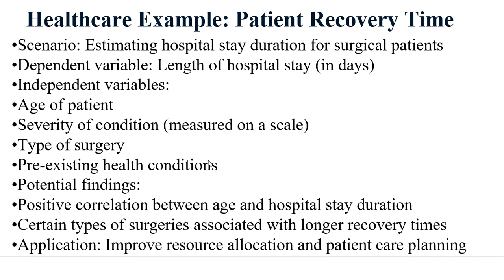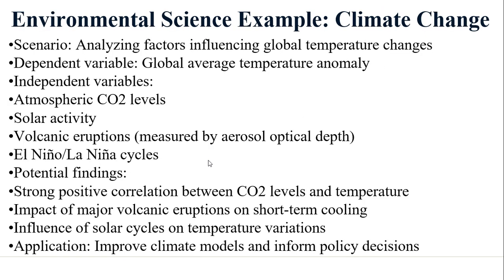So what is the application? It's trying to improve the resource allocation and the patient care planning. Regression is helping us do that based on how we've been able to use these dependent and independent variables to predict. And the last one I want to talk about is the environmental science example.